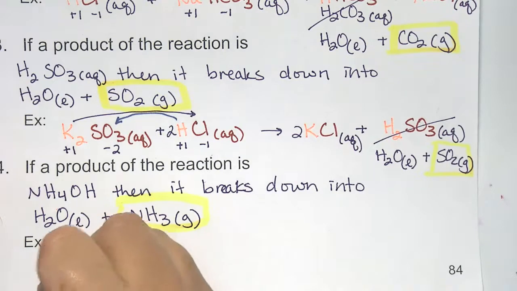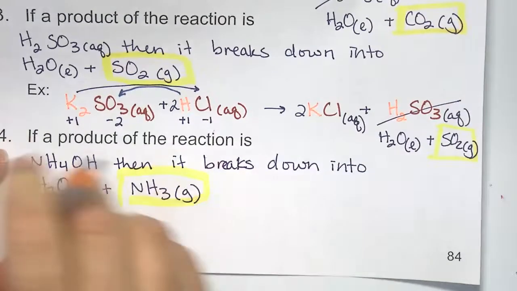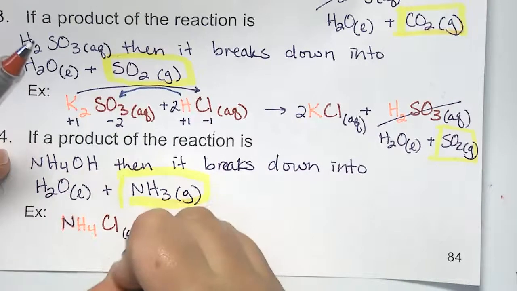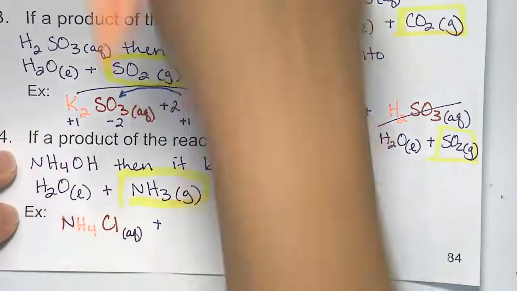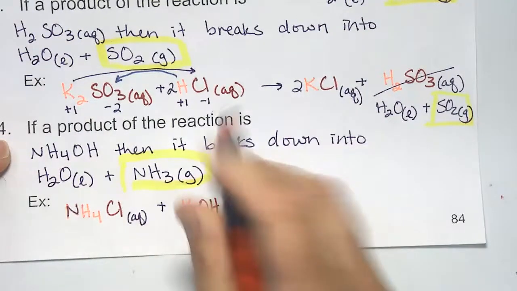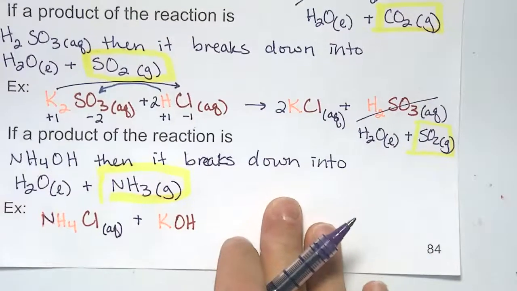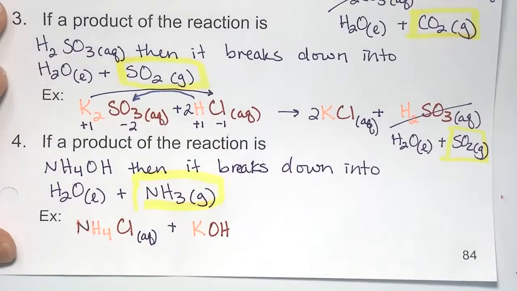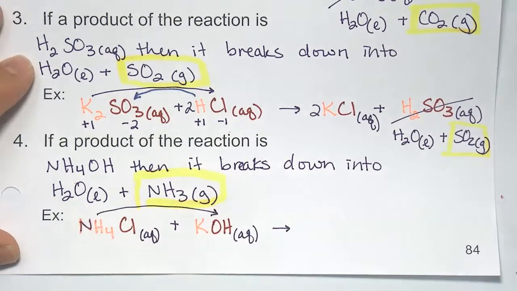Let's say that we have NH4Cl, and we know that anything with NH4 is aqueous. So ammonium chloride is going to react with potassium hydroxide. And what do we know is that state of matter? What's our state of matter for potassium hydroxide? Aqueous. Very good. Okay, now we need to double displace.